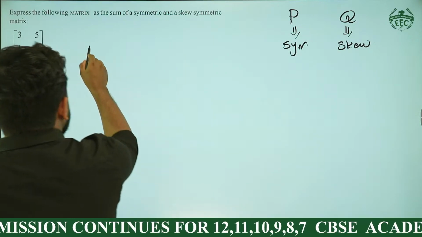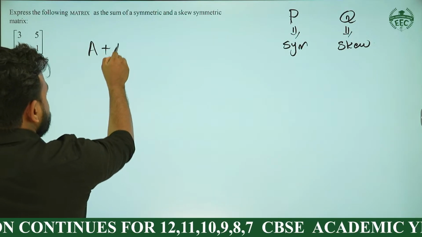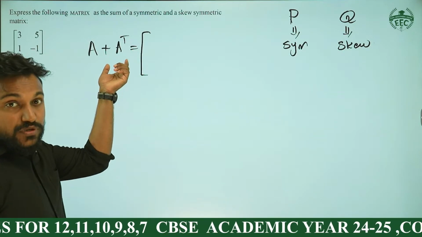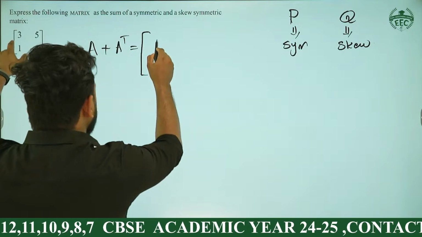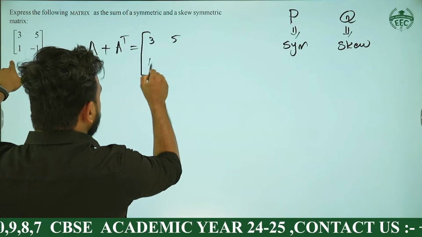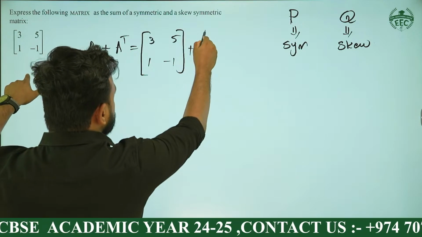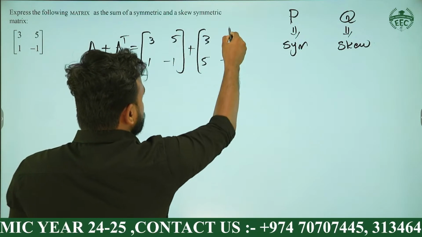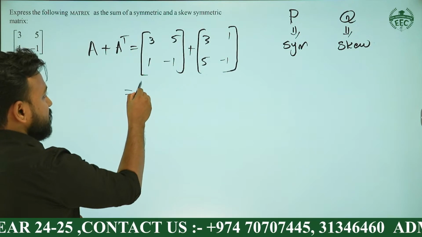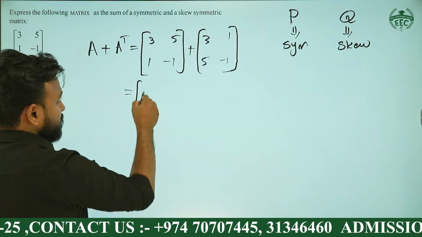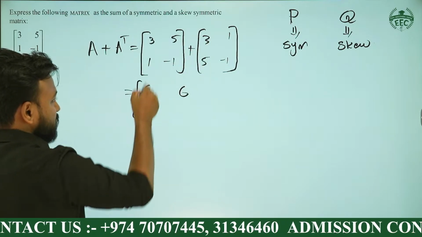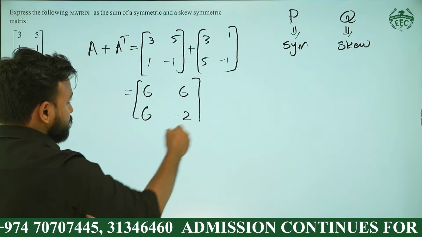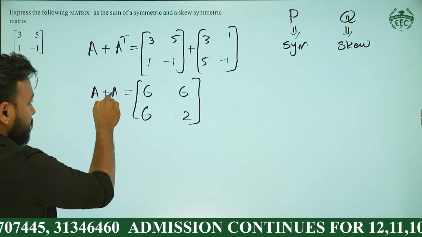So how will you find that? I'm going to add the transpose of the given matrix with it. The given matrix is 3, 5, 1, minus 1 plus the transpose of the given matrix, that is 3, 5 in a column and 1, minus 1 in the next column. If you add these together, 3 plus 3 becomes 6, 5 plus 1 becomes 6, 5 plus 1 becomes 6, and minus 1 becomes minus 2. So this is A plus A transpose.